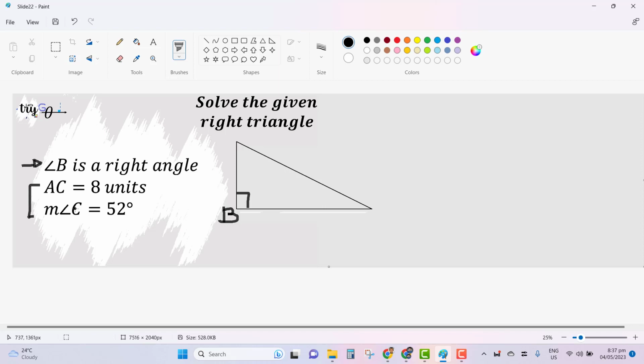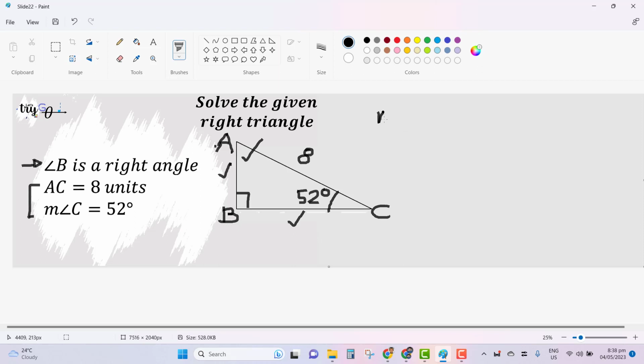And it's also up to you which side you're going to label as A and C. Let me label this as A, and this is C. So that I would know that this side here, which is actually your hypotenuse, is 8 units. This angle C is now 52 degrees. These are all based on the given values without any figures. With this, we can now solve the given right triangle, meaning we can solve for this angle, this side, and that side using the intended measurements.